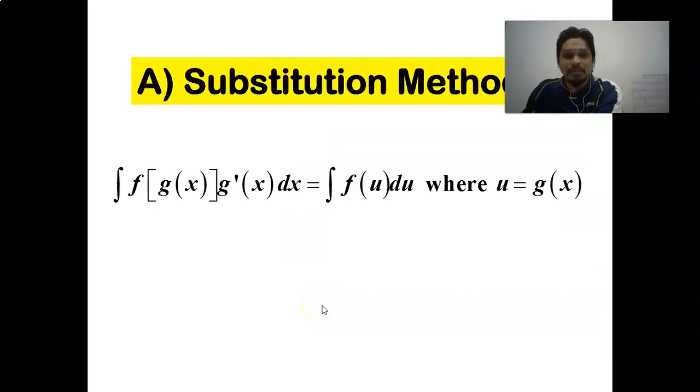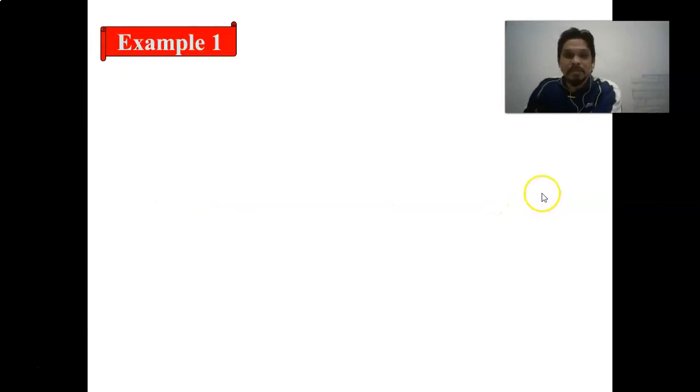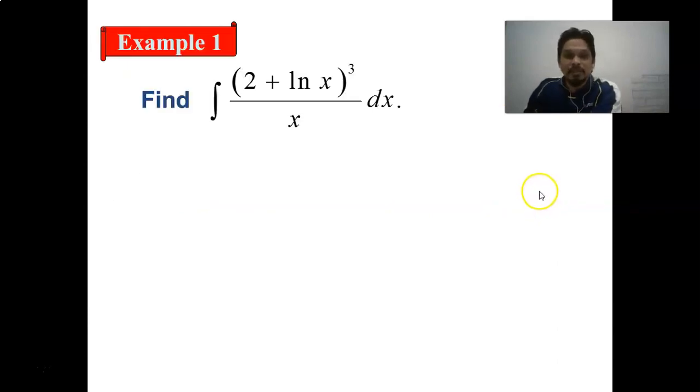So the substitution method means that in a question there is a function f(x), which we can write using a function g(x) and g prime of x, and we come up with a substitution of a variable u, du, where u equals g(x). In the first one here, the integral of (2 plus ln x) in brackets cubed dx.